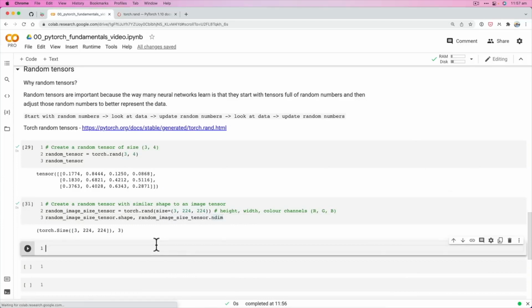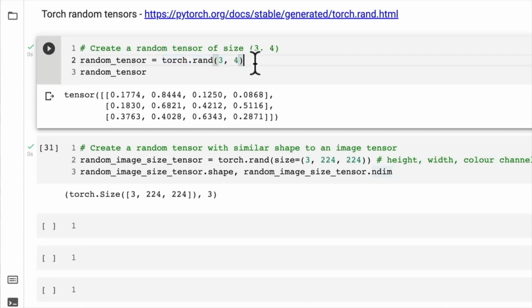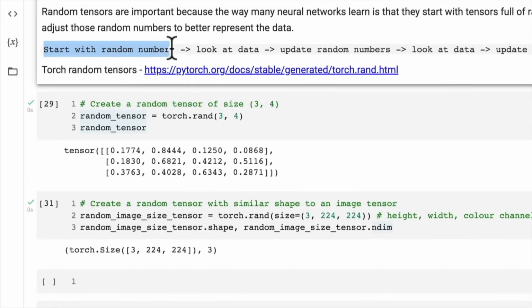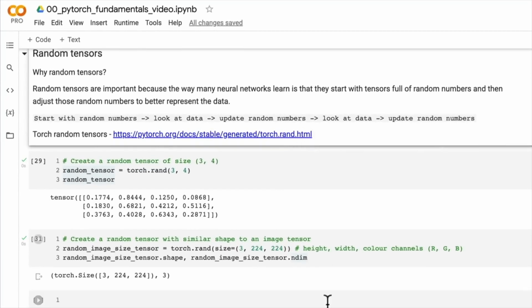So the takeaway from this video is that PyTorch enables you to create tensors quite easily with the random method. However, it is going to do a lot of this creating tensors for you behind the scenes. And why are random tensors so valuable? Because neural networks start with random numbers, look at data such as image tensors, and then adjust those random numbers to better represent that data, and they repeat those steps onwards and onwards and onwards.